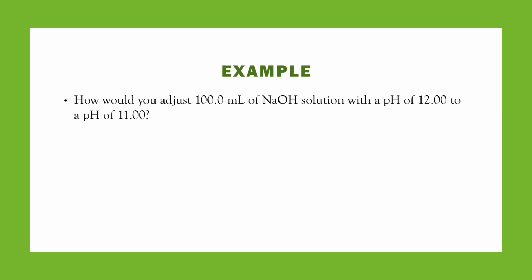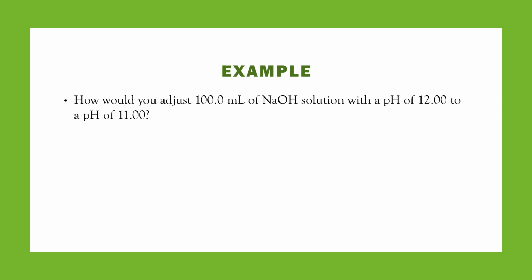Okay, so it says, how would you adjust 100 milliliters of a sodium hydroxide solution with a pH of 12 so that it becomes a pH of 11? So we need it to be less basic, so we need to get it more acidic, but if it's less basic, we need to dilute it. Let's figure out how much we need to dilute it.